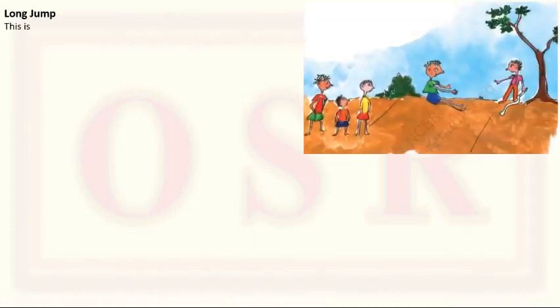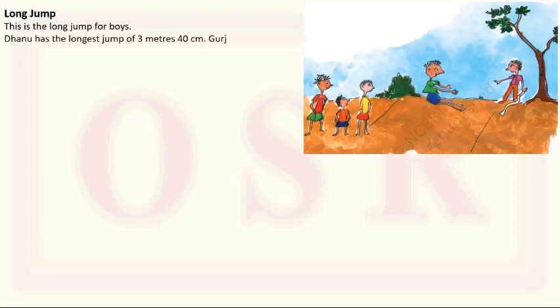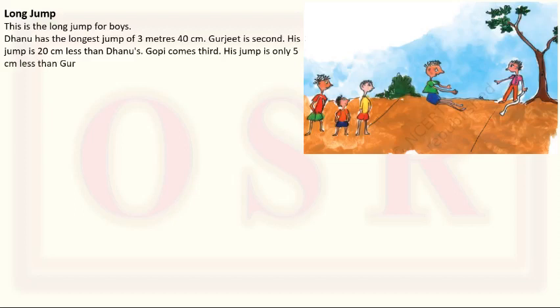Long jump. Now look at the picture. This is the long jump for boys. Dhanu has the longest jump of 3 meters and 40 centimeters. Gurjeet is second. His jump is 20 centimeters less than Dhanu's. Gopi comes third. His jump is only 5 centimeters less than Gurjeet's jump.